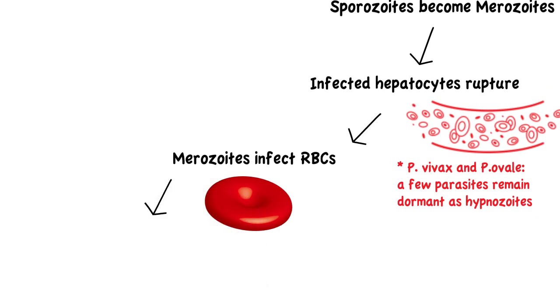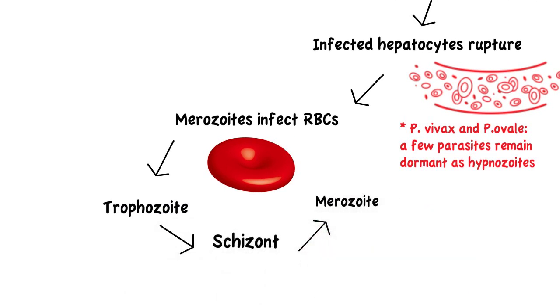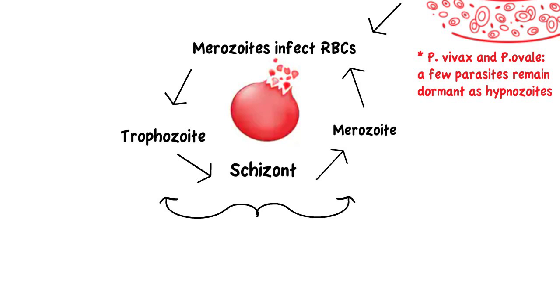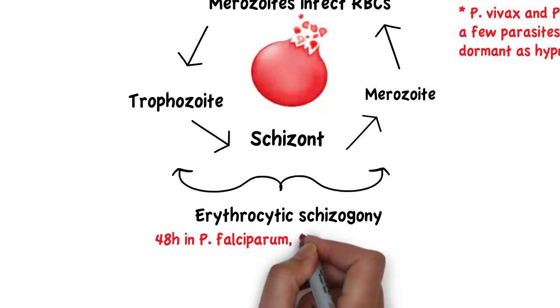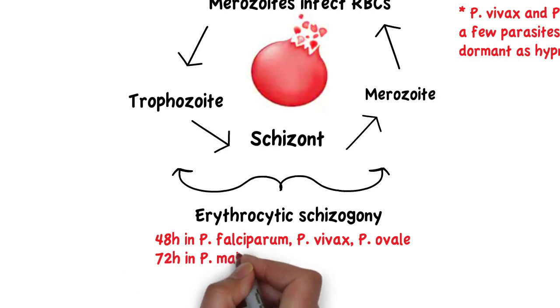Inside the red blood cells, the parasites multiply to form new merozoites. They do so by changing from merozoite to trophozoite, then to schizoid, and then to new merozoites. But we won't go into detail on that. The erythrocytes then rupture, releasing the merozoites to infect further cells. This process is known as erythrocytic schizogony or erythrocytic asexual reproduction, and this process takes around 48 hours in Plasmodium falciparum, Plasmodium vivax, and Plasmodium ovale, and about 72 hours in Plasmodium malariae.